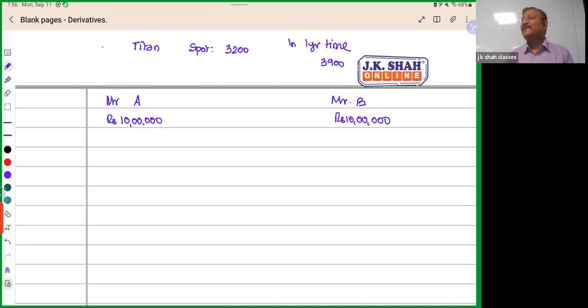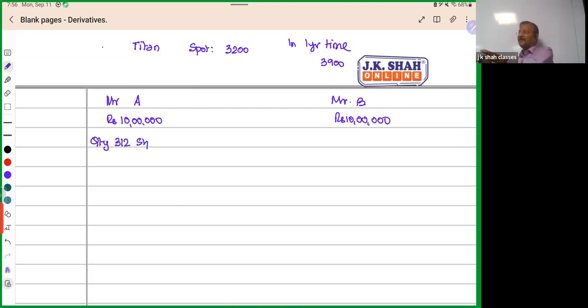Mr. A does not know anything about futures. So what will he do? He will buy stocks of Titan, right? How many stocks, quantity he will buy, given that the current price is 3,200? 3-1? Chalo. He will buy 312 shares of Titan.